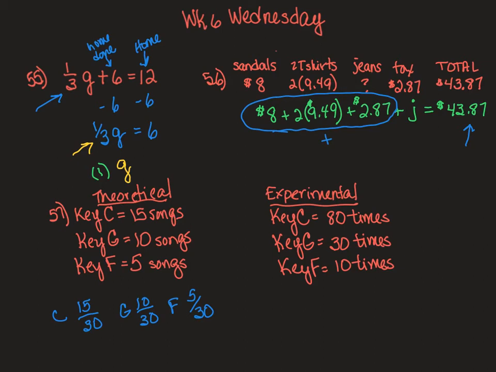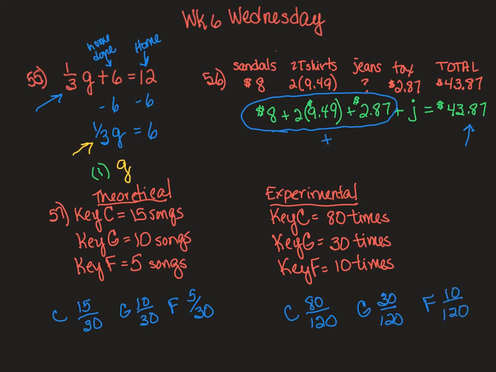And then we do an experiment. That's always a little bit different. And you did that in your coin flip, right? You said, here's what I predict according to what I know about mathematics, and this is what I got. Did it come close? Did it not? And so I'm adding up the total, and the total here is 120 for all of them. So C would be 80 out of 120. G would be 30 out of 120. And F would be 10 out of 120.